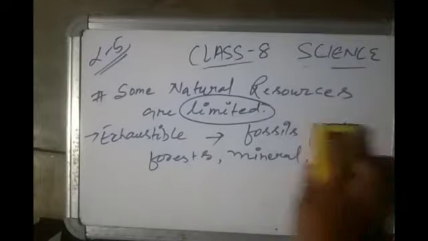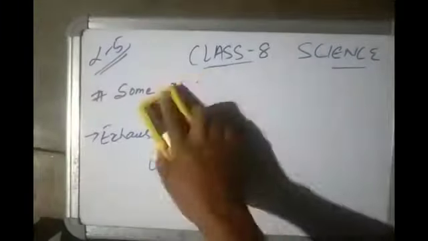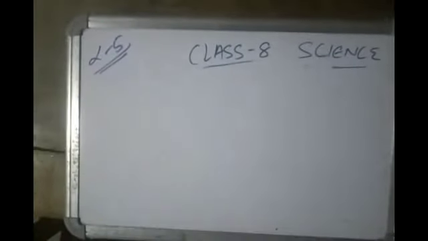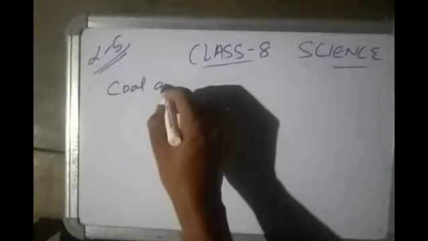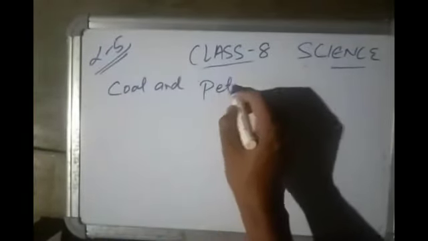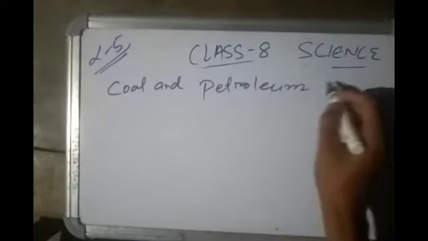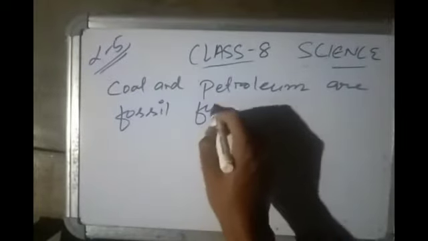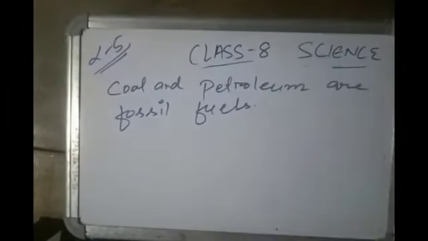So let's see what points are given under this topic. Coal and petroleum are fossil fuels. Fossil fuels are exhaustible, as dead organisms required millions of years to get converted.